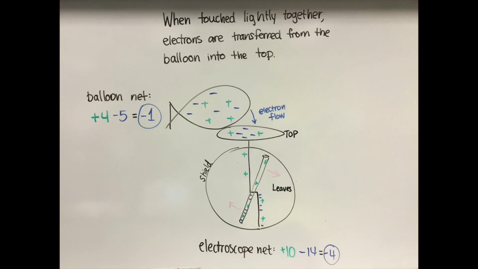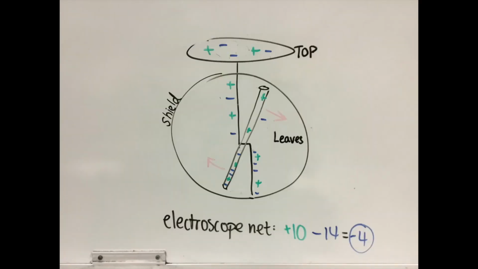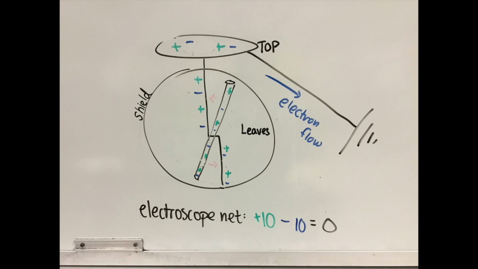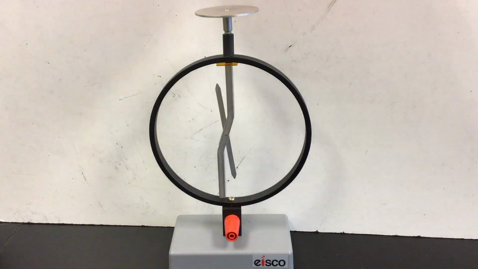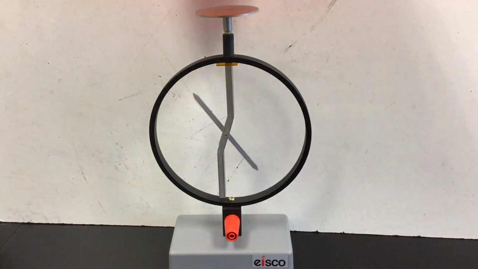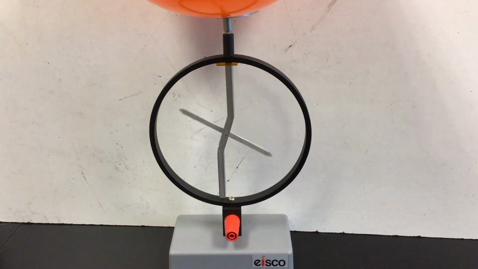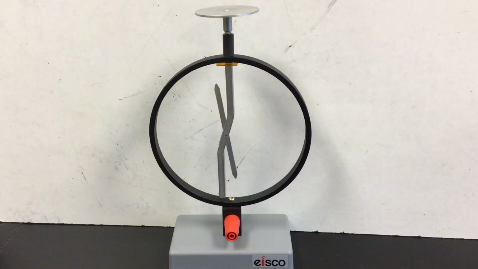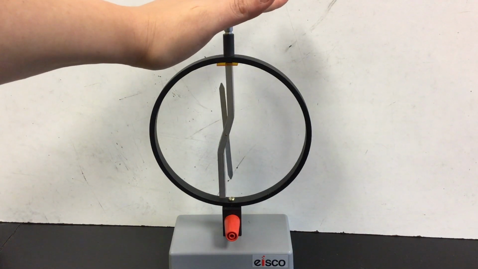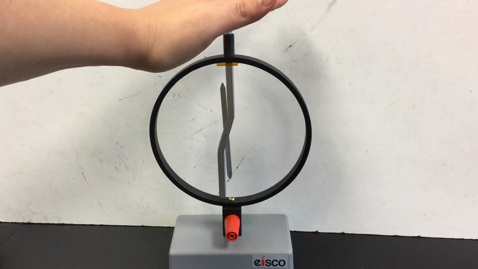And finally, when the balloon is touched to the top, charges are transferred. This leaves the electroscope negatively charged until I touch it. That's the symbol for ground. Watch again. The leaves move apart when the balloon is brought close. Charges are transferred by conduction. This makes the electroscope remain negatively charged until I ground the electrons and they go away.